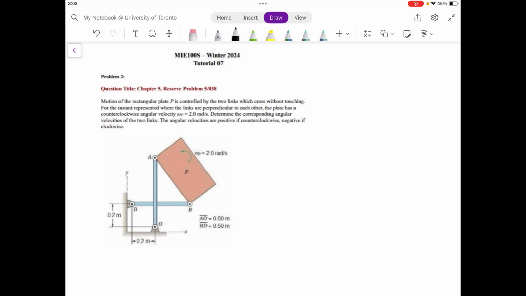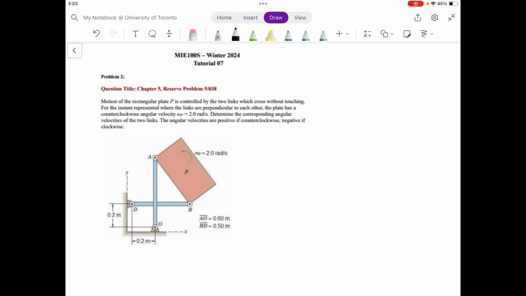Question number 2. Motion of the rectangular plate P is controlled by the two links which cross without touching. For the instant represented where the links are perpendicular to each other, the plate has a counterclockwise angular velocity which is equal to 2 radians per second. We need to determine the corresponding angular velocity of the two links.